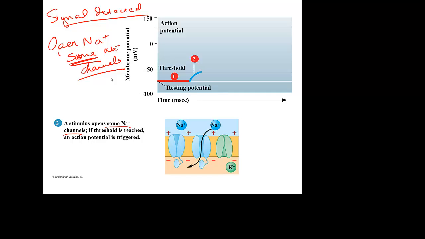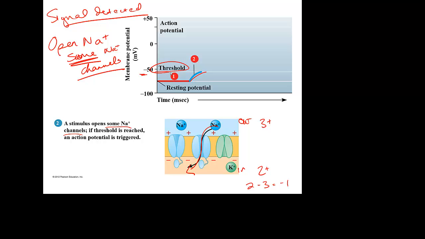Only some of them. And you see, we get this little blip. If you open sodium channels and sodium comes in, now maybe we have 3 positives outside and 2 positives inside. There's still a difference, but there's less of a difference, right? So we still have negative here in our membrane potential. What we want to see is if we reach what we call a threshold.